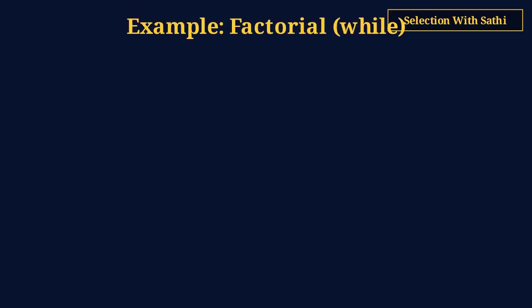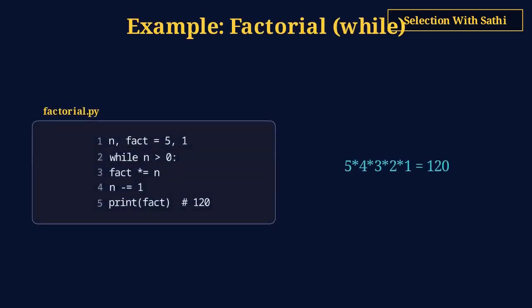Let's calculate 5 factorial with a while loop. Set n to 5 and fact to 1. While n is greater than 0, multiply fact by n, then decrement n. Trace: 1 times 5 is 5, times 4 is 20, times 3 is 60, times 2 is 120, times 1 is 120. The answer is 120.